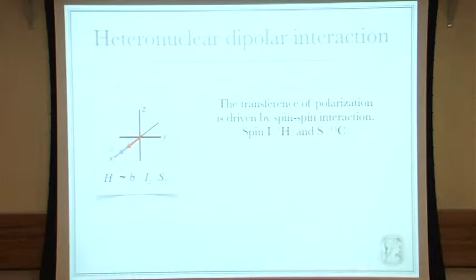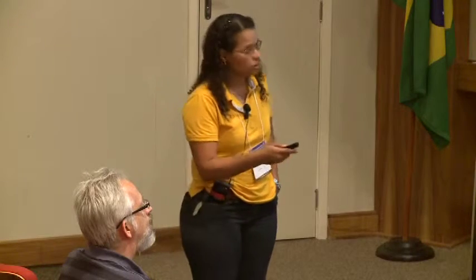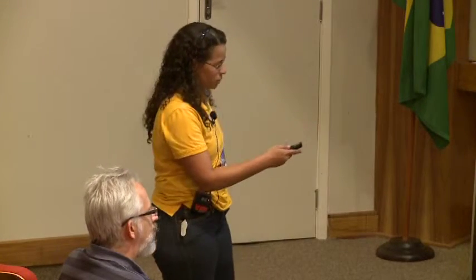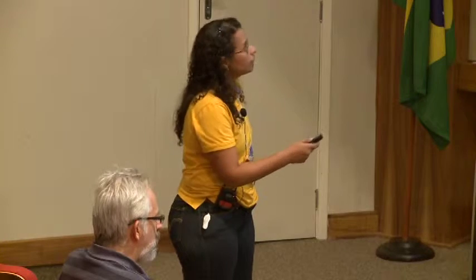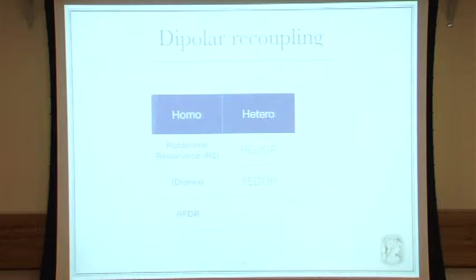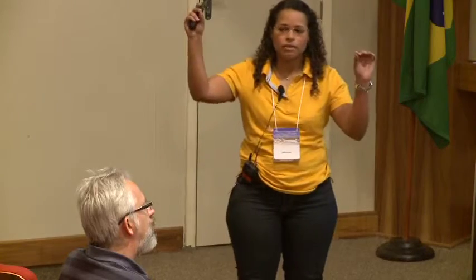To get this condition is really easy. It's not too complicated. You can increase the sensitivity by applying a spin echo in your sequence, but it's still OK. But I told you, when we are applying magic angle spinning, we are averaging the dipolar coupling to zero. But this parameter is extremely important because you can get the distance between two spins.